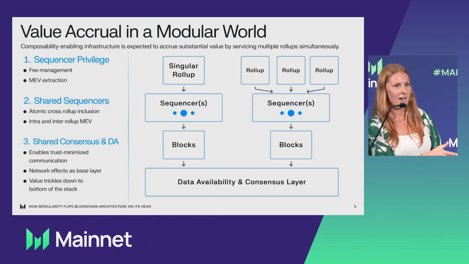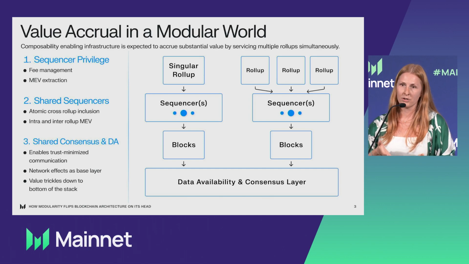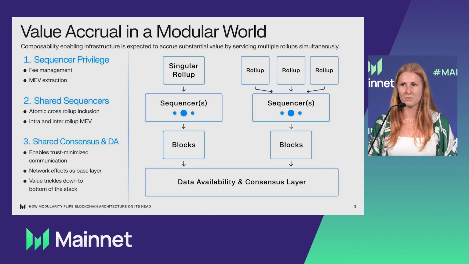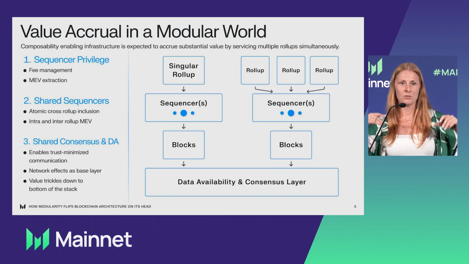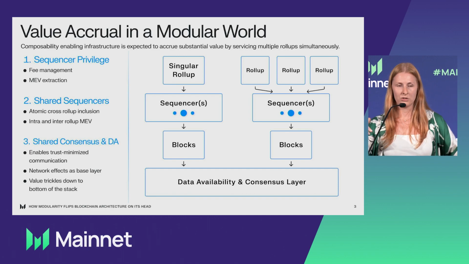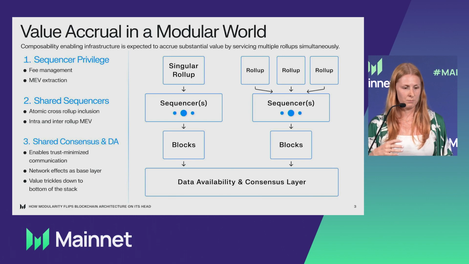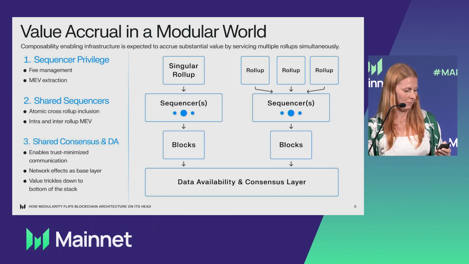So that's with that, and then Celestia as well as Avail, we believe there are going to be ecosystems of rollups built on top of them, and the value is going to trickle down, as it would with traditional validators, to the consensus and DA layer, as well as being able to extract that MEV in addition to that as well.